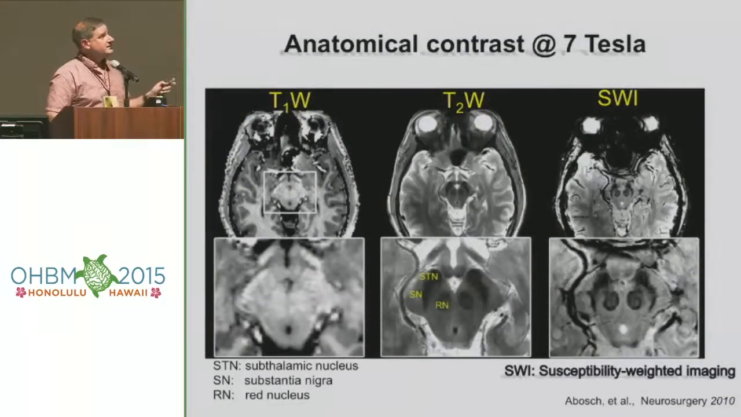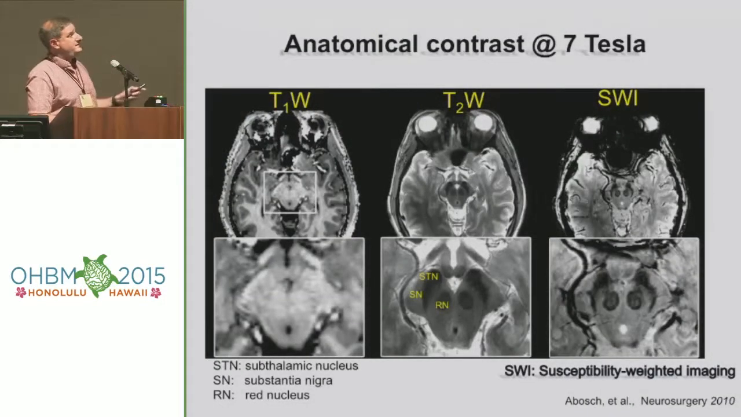So these are the same subject, 7 Tesla magnet, classical T1, T2, and SWI. And what you can see if you focus on the central brainstem region is that T1, even at 7 Tesla, is relatively flat. You don't have too much contrast. On the T2, you can see very nicely the STN and SN, the subthalamic nuclei and the nigra, and you can see the red nuclei very nicely.